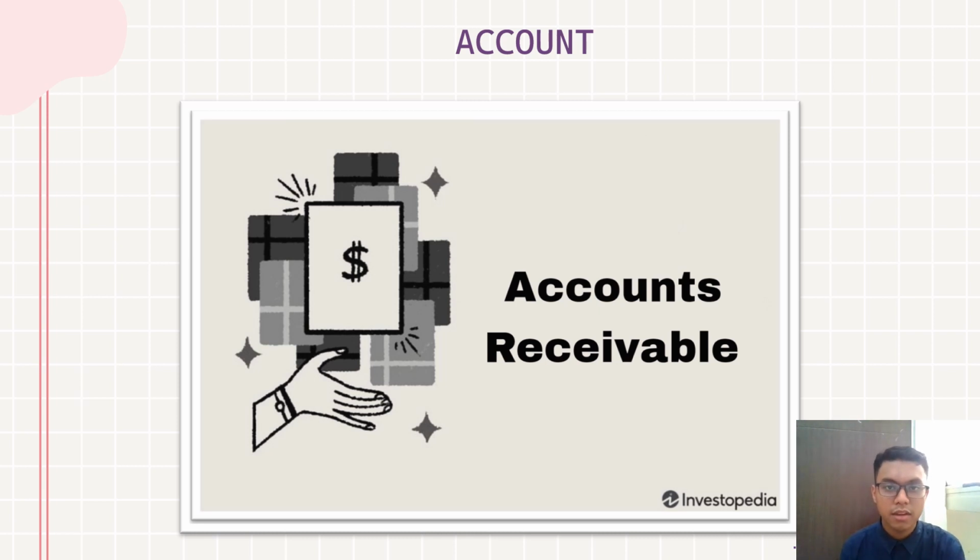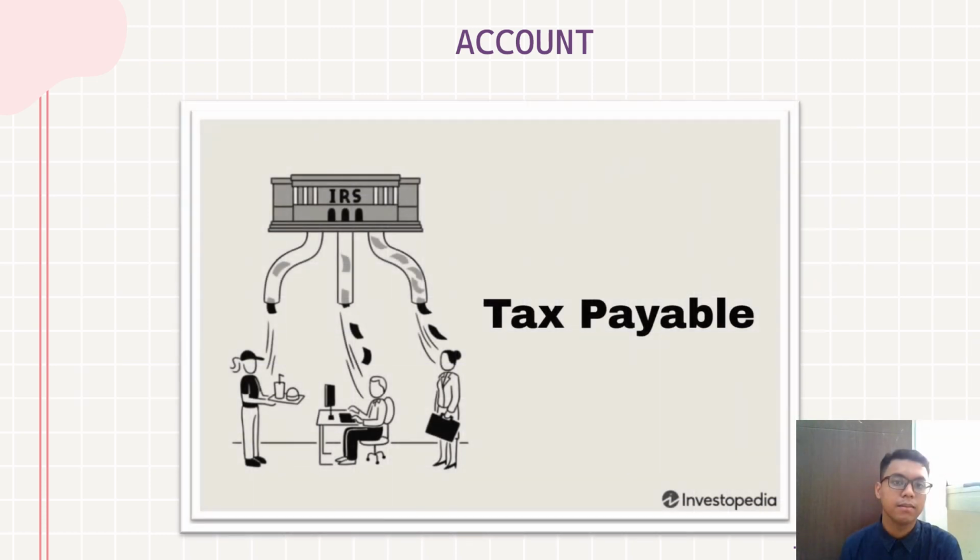Third, accounts receivable. The balance of money due to a firm for goods or services delivered or used but not yet paid for by customers. And fourth, taxes payable. Payments made by individuals and corporations to a government entity based on their taxable income.